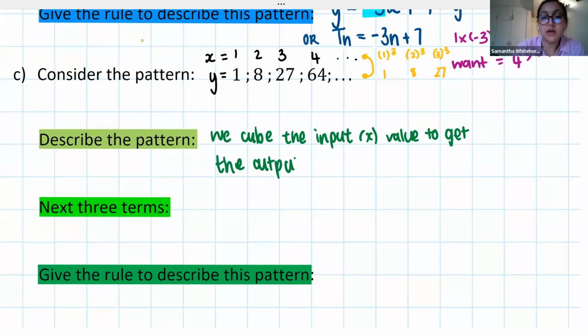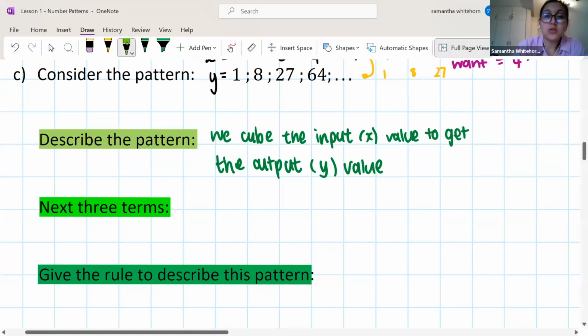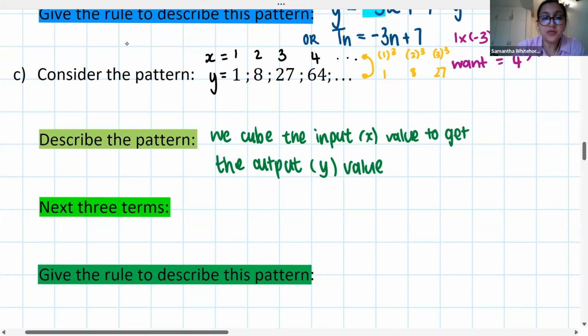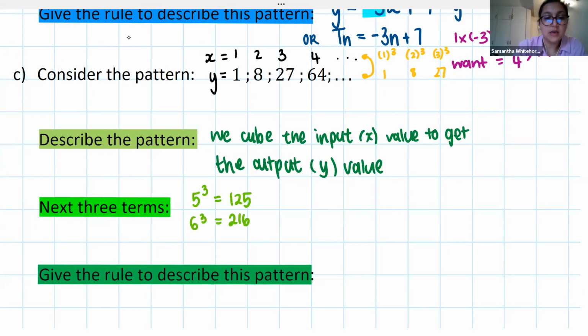Okay, that does mean that our rule becomes a lot easier to find, but we now know what we're doing. It's easy enough to deal with. So when we now have to give the next three terms, that also is a lot easier. We've got the first four. We now need to find what 5 cubed is, so 125. What 6 cubed is, 216. And then what 7 cubed is, 343. And so our next three terms are 125, 216, 343.